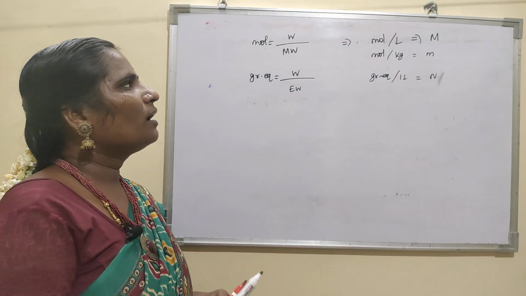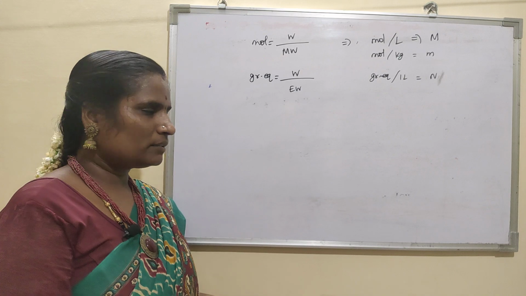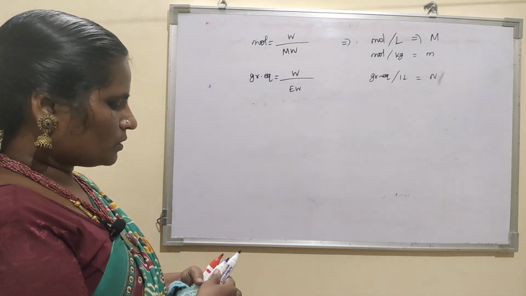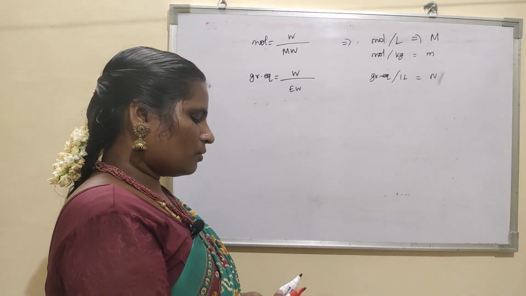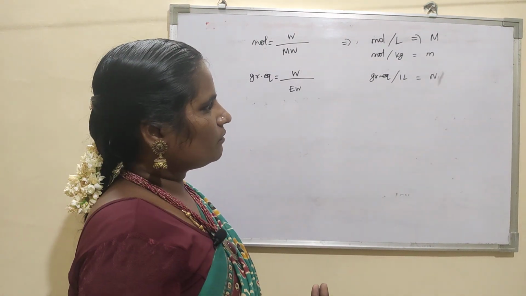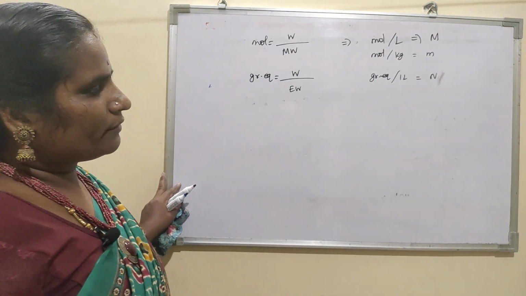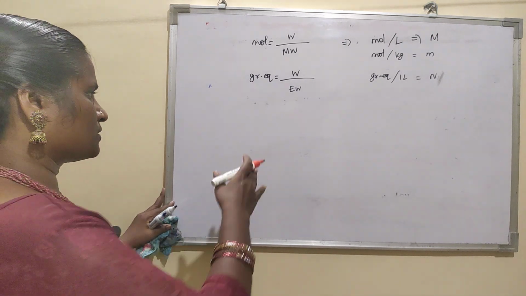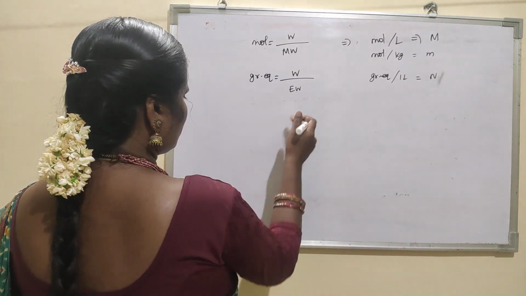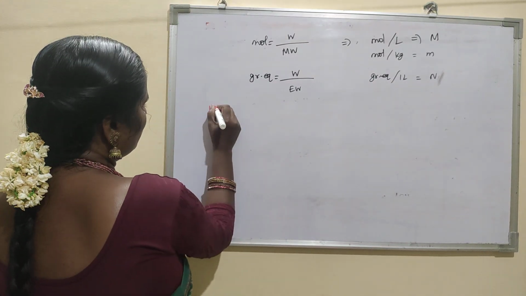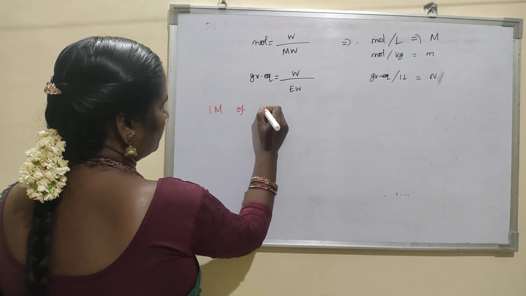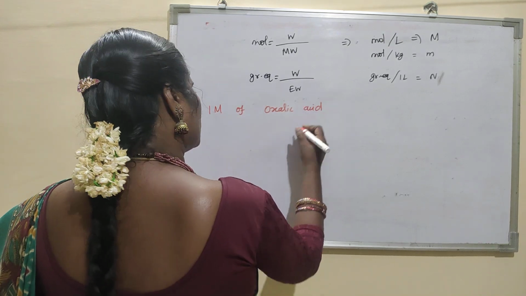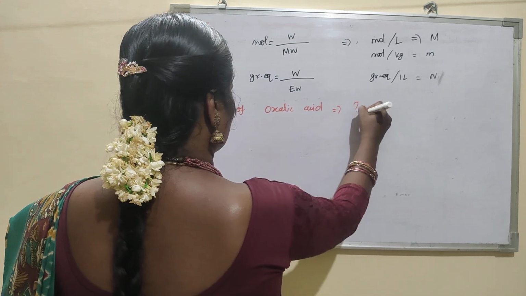Once you know the molecular weight, we can calculate the moles. Once we know the equivalent weight, we can calculate the gram equivalents. So for example, how do we calculate the equivalent weight for oxalic acid, and from there prepare a certain normal concentration of oxalic acid? For example, I need to prepare 1 molar of oxalic acid. For that, how many grams are needed?